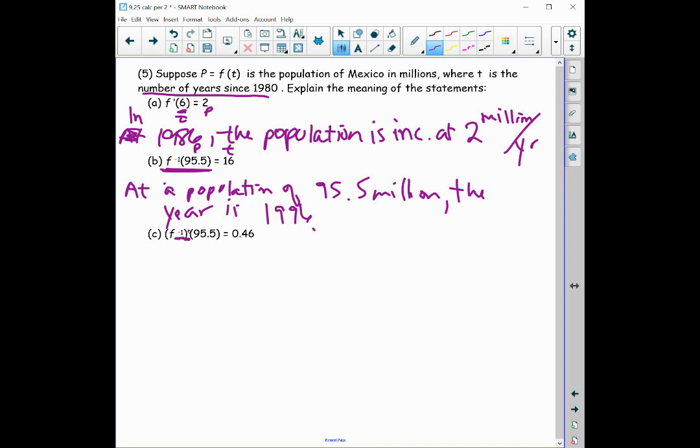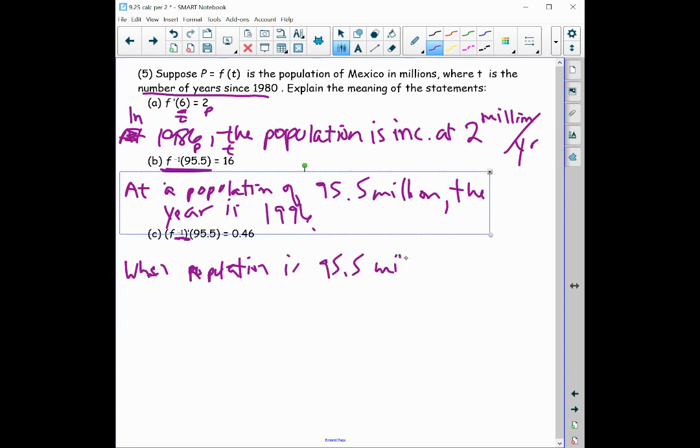Now this one has the inverse and the prime, so this is going to be a rate. So we're going to say when the population, or at the population, I'm going to say when because it makes a little more grammatical sense, when the population of Mexico is 95.5 million, okay, the time is increasing at 0.46. Let's try to write a 6. That's kind of a 6.